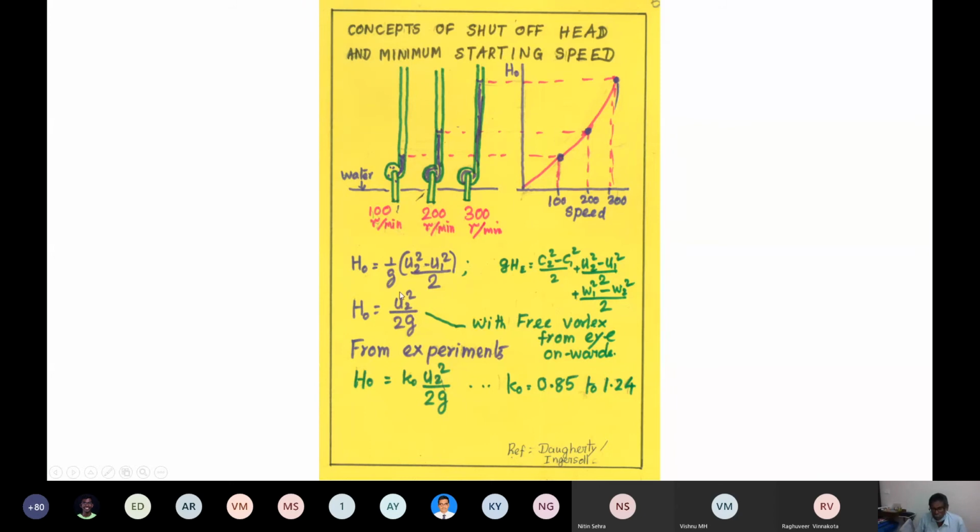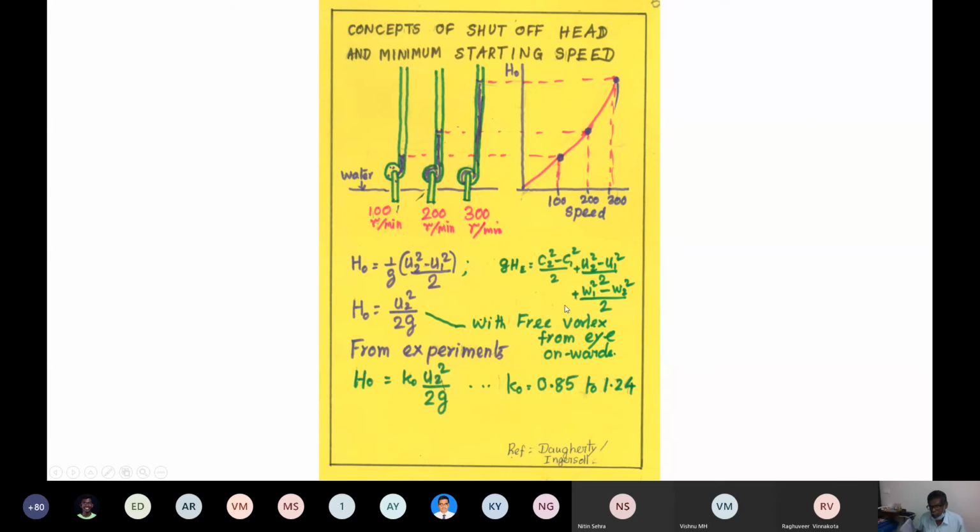So the general forced vortex equation will give you H naught equal to U2 square by 2G. In fact, some work is being done, so I may not be perfectly right in calling it free vortex. Some amount of torque is given.